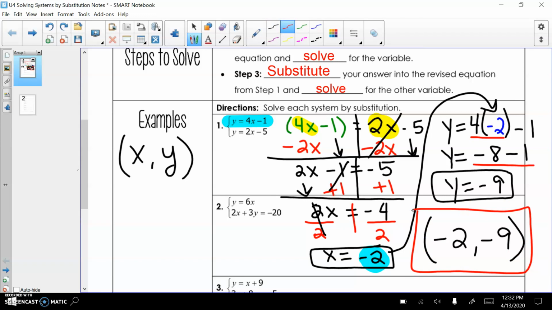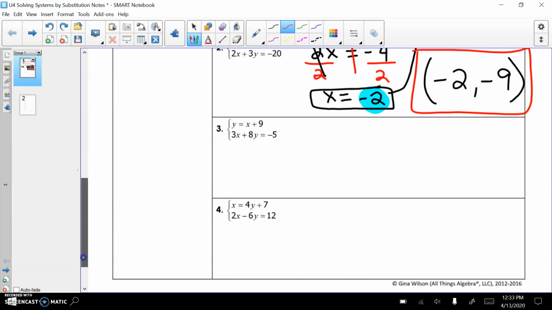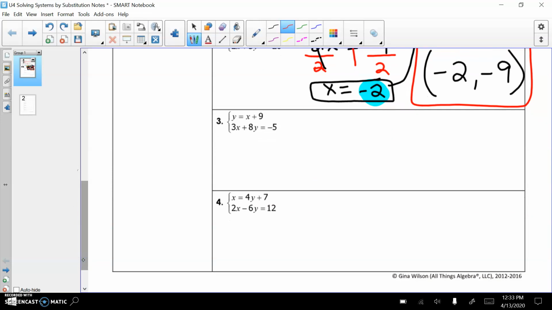All right, so I'm going to jump down and do number 4 with you. It's going to be basically the same thing. You want to look and see if you have any variables that stand alone. In this case, we have an x that stands alone here. So with this one, I want to look at what x equals. In this case, x equals 4y plus 7. In the other equation, I want to substitute that in just for the x. So you're just going to rewrite the equation and substitute the x with the top equation.